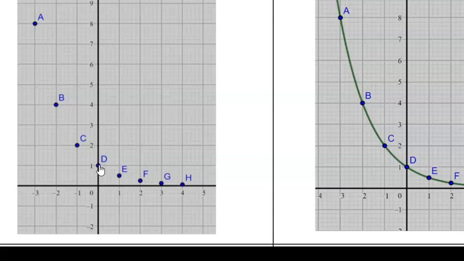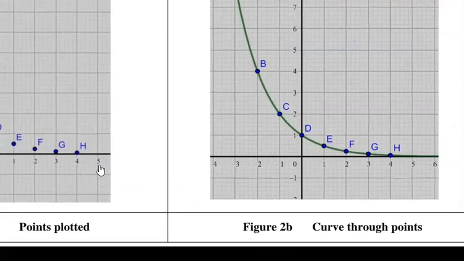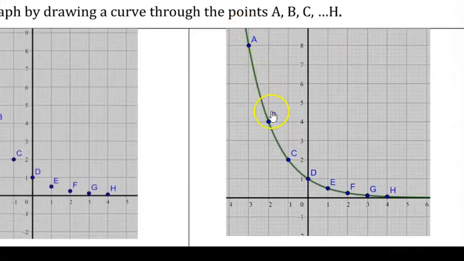On the right hand side, I've just joined the points, and you can see it is decreasing quite rapidly until 1, where it crosses the y-axis, and then it goes nearer and nearer to the x-axis, but it never reaches the x-axis, because you cannot have an answer of 0, because even if you have 2 to the negative 1,000, then it's still not 0.